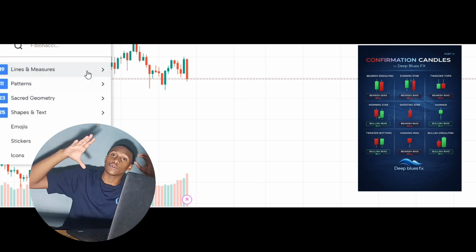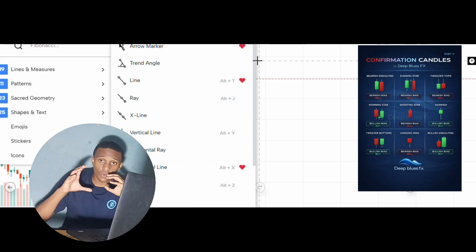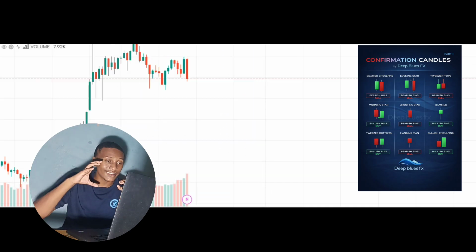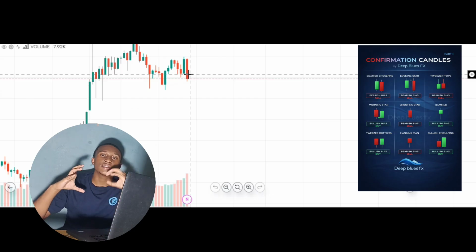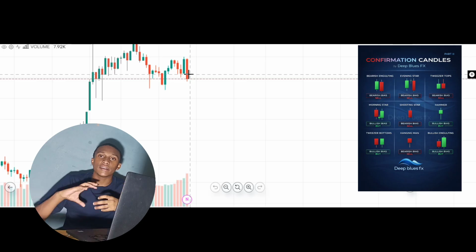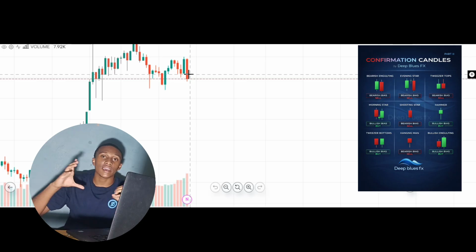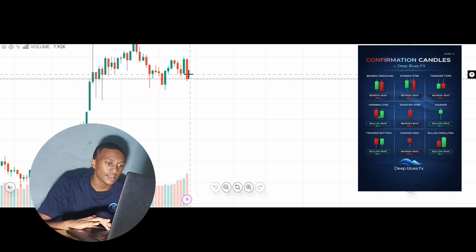Engulfing is when it's almost as if you are eating something. Okay, you are larger than that. So the red candlestick is engulfing the green candlestick. The bearish candlestick is engulfing the bullish candlestick, and this can also happen vice versa. The bullish candlestick can engulf the red candlestick, and that would actually be a bullish engulfing candlestick.